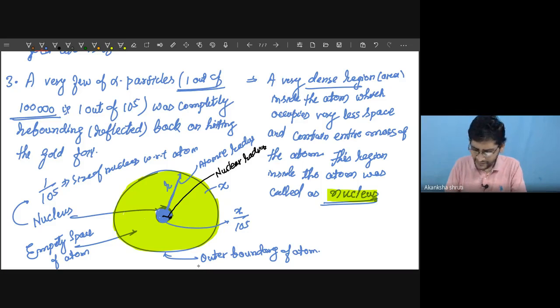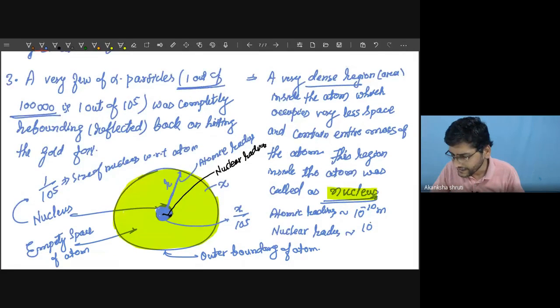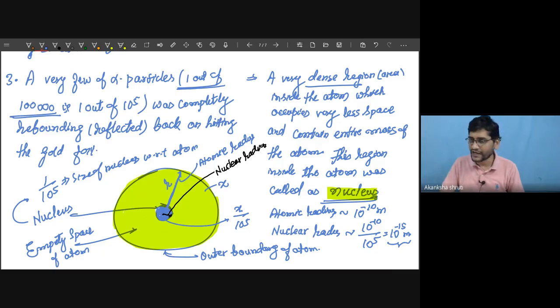So he proposed that this atomic radius is very small, and it is, we had already learned, of the order of angstrom, 10 to the power minus 10 meter, of that much size. So what will be the nuclear radius? So nuclear radius will be the radius of the atom, still divided by 10 to the power 5. It becomes 10 to the power minus 15 meter. So this 10 to the power minus 15 is called femto, and 10 to the power minus 10 is called angstrom.